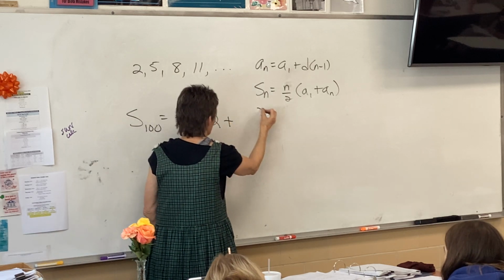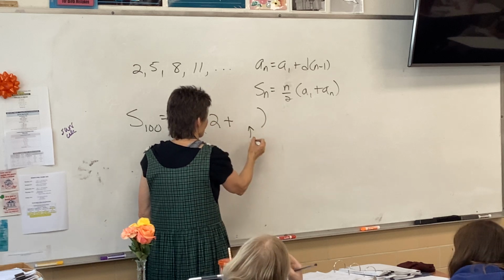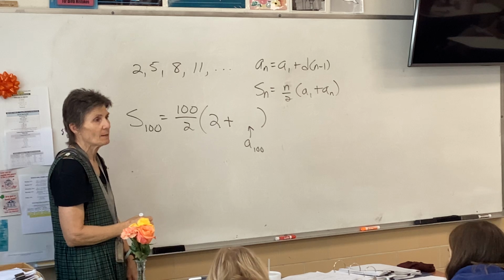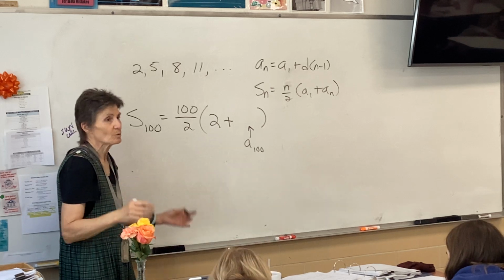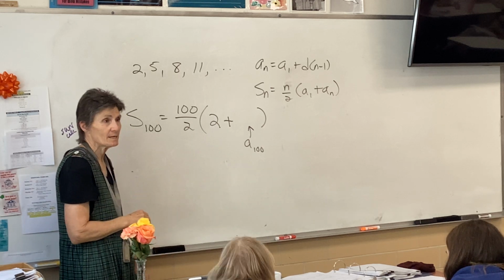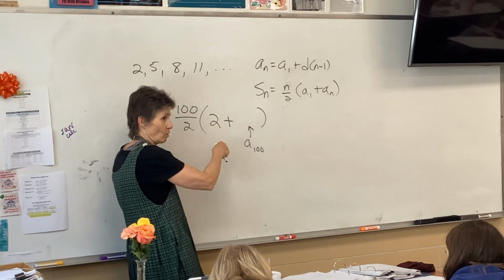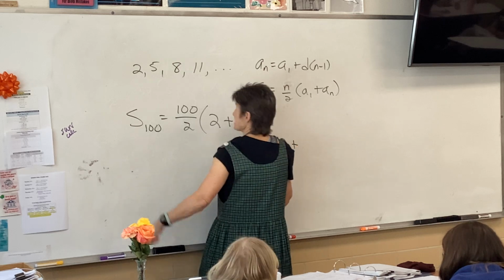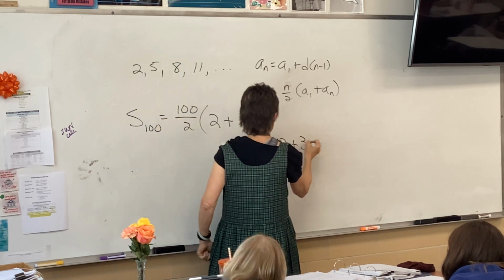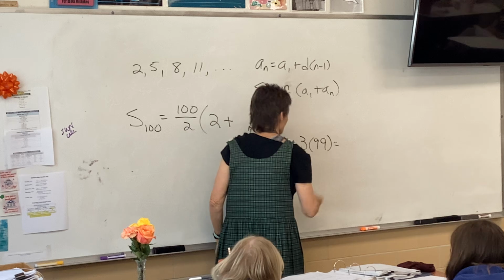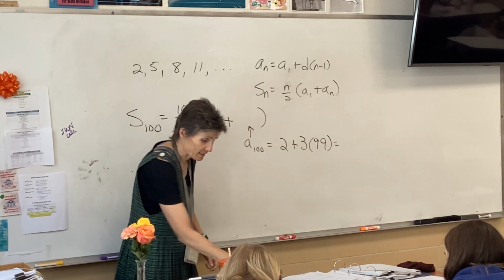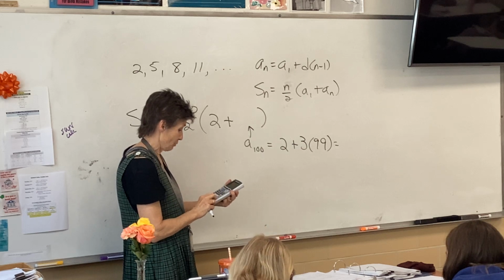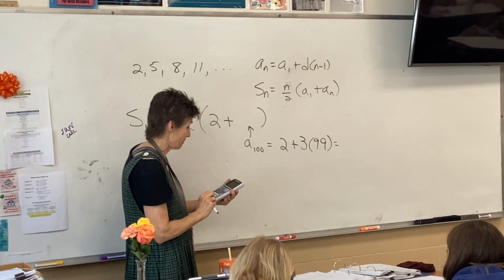Oh no. What goes here? A sub 100? Do I know A sub 100? Nope, this happens to us all the time. I don't know what I need, so I'm going to use my other formula to find A sub 100. So that will be 2 plus, how many difference is 3 times 99? So then I'll figure out what that is. 2 plus 3 times 99.